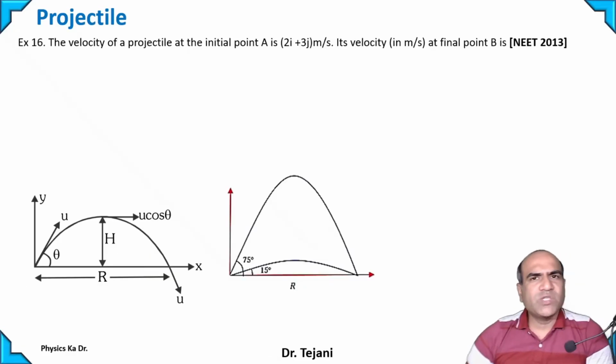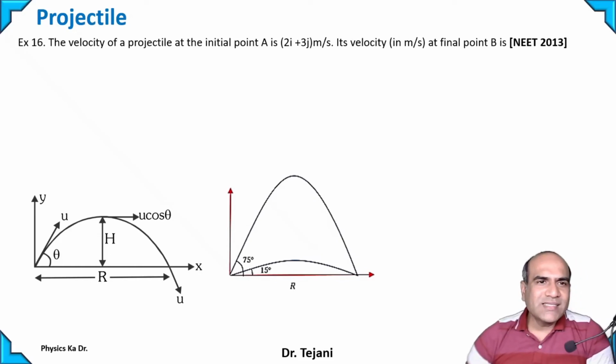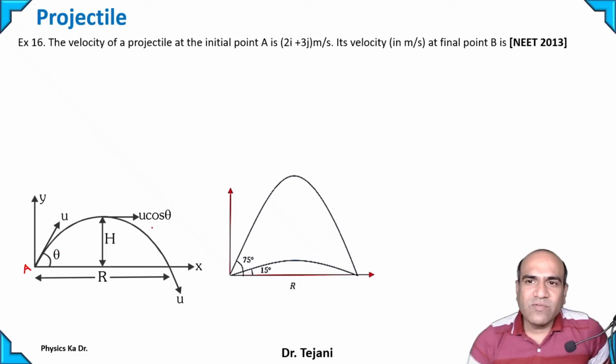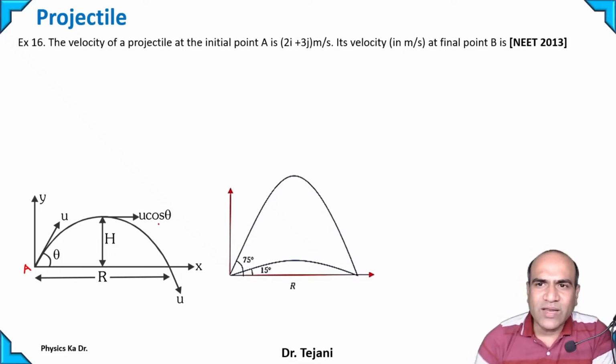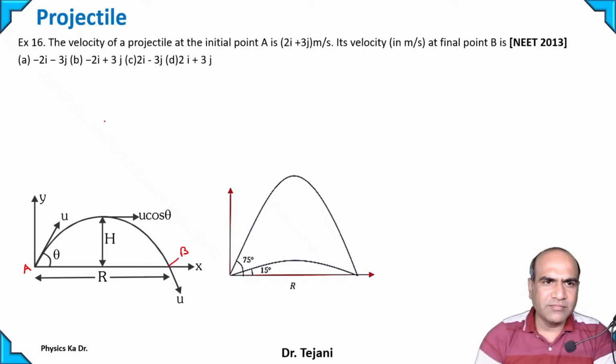So we have a question from NEET 2013. What is asked? The velocity of a projectile at the initial point A. Say for example, initial point A is given here, and the velocity at A is 2i plus 3j. Its velocity in meter per second at the final point B, which is here, is asked. And see here, the answers are given like that.